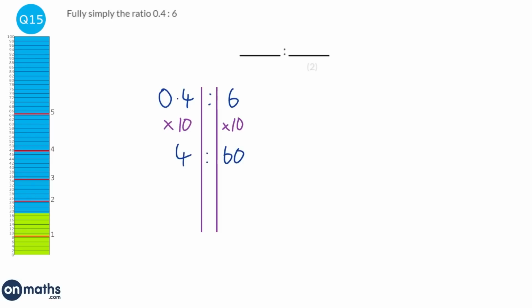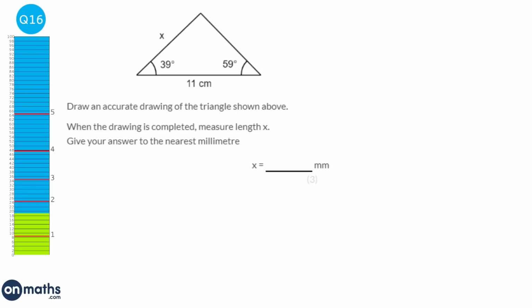Now we can simplify this further, because I can divide left and right by 2. So that would be 2 to 30. And I can actually do the same again. I can divide them by 2 again. And that would be 1 to 15. Now you might have just divided by 4, and that would also give the right answer. In fact, there's a couple of different methods that you can get the same answer with.